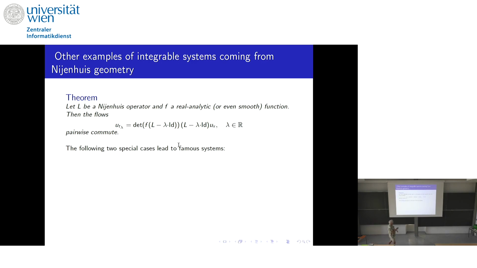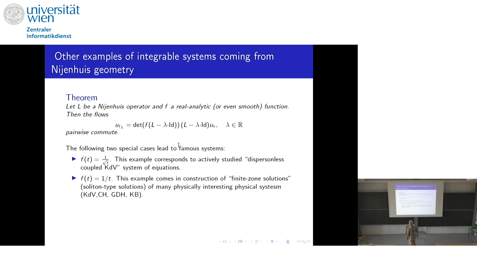The following two special cases of choosing the function f lead to famous systems. One of the choices is f equals 1 divided by the square root of t. This is actually the example we had, because then this is the inverse of this, and this is basically the comatrix. The second case is the one we considered, and this case is new.